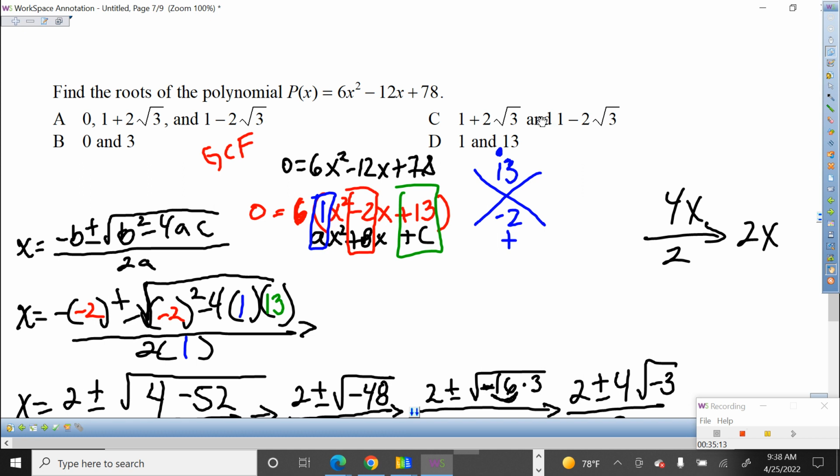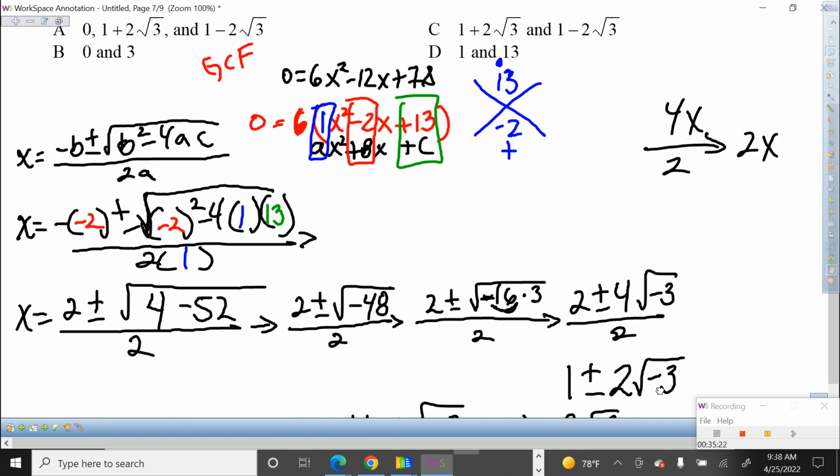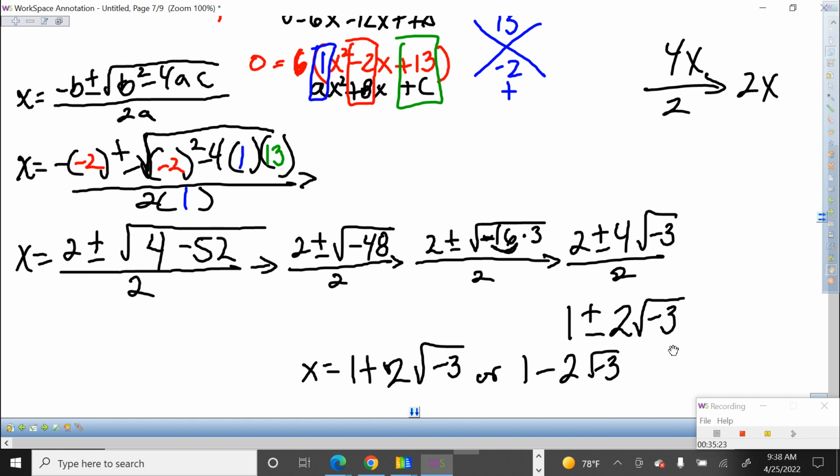Yeah, the closest one will be C. So all we were needing is that negative inside the radical. So I'll make a correction just for the sake of that.